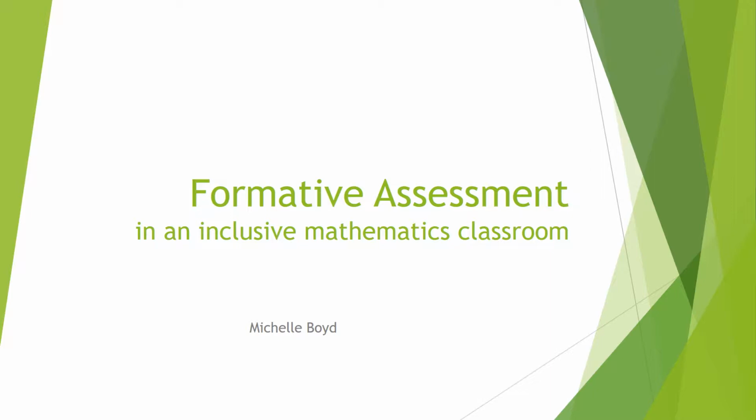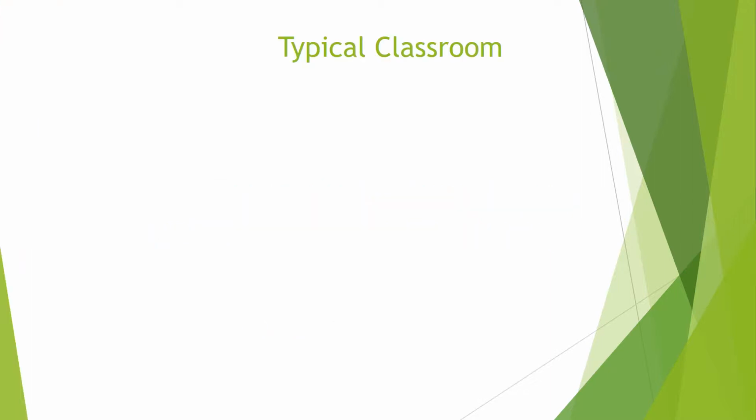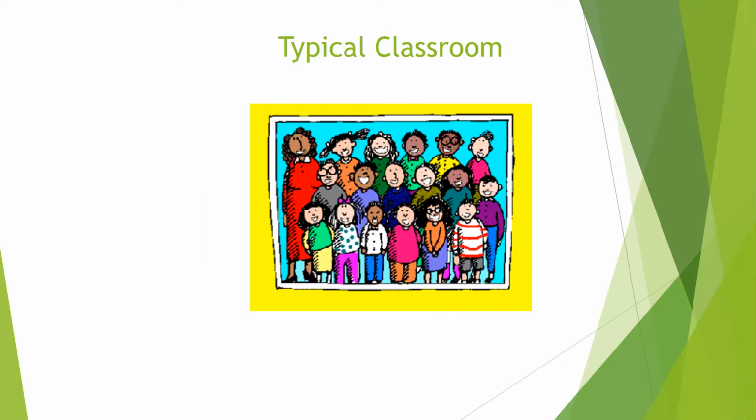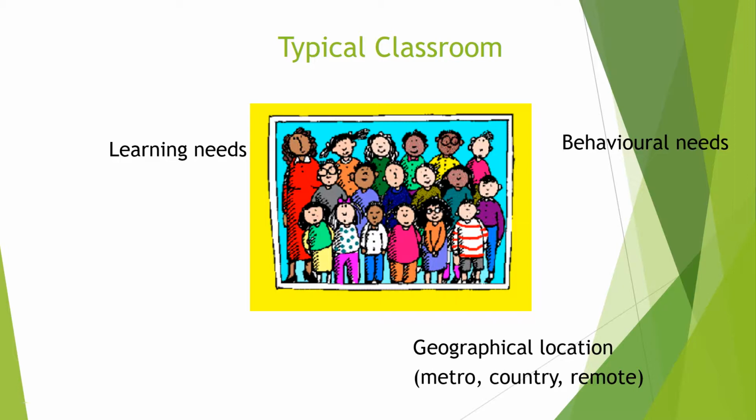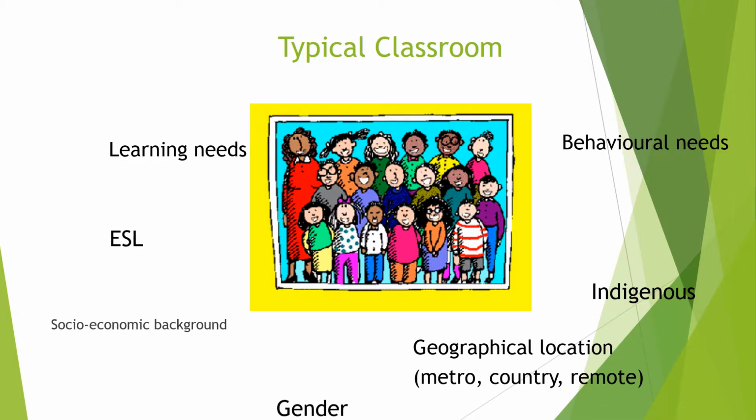Firstly, let's look at what an inclusive classroom may look like. We know that a typical classroom includes a wide range of students who bring with them factors which contribute to the uniqueness in our classrooms. We have different learning needs, behavioural needs, location, socio-economic factors, Indigenous background, ESD students, ESL students, and whether they're male or female. All these factors influence the readiness for mathematical learning and mathematical achievement.